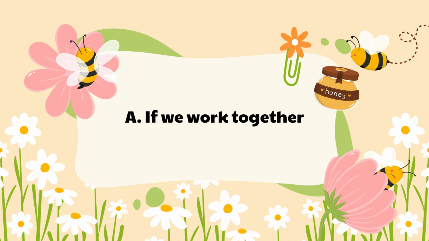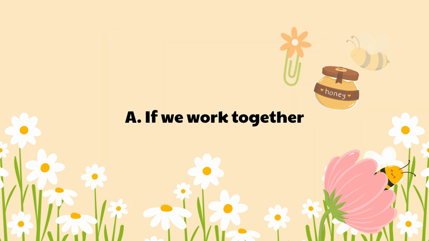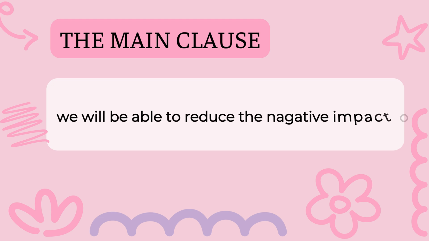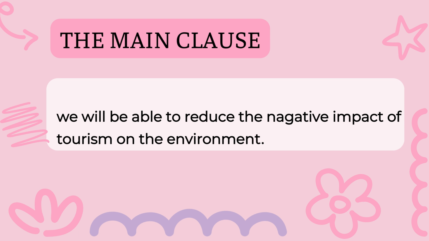This is the condition clause. We use the verb in the present simple. This is the main clause, which tells you the result: we will be able to reduce the negative impact of tourism on the environment. We can use the verb with will and the verb infinitive.